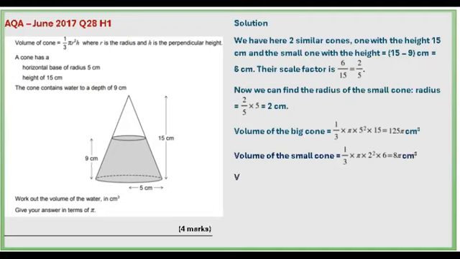Now, the volume of the frustum, which represents the volume of the water, is going to be 125 pi minus 8 pi, and that's going to give us 117 pi centimeters cubed. So the answer is 117 pi centimeters cubed. And that is the answer for the problem. That's the volume of the water in the cone. And that's it for 4 marks.